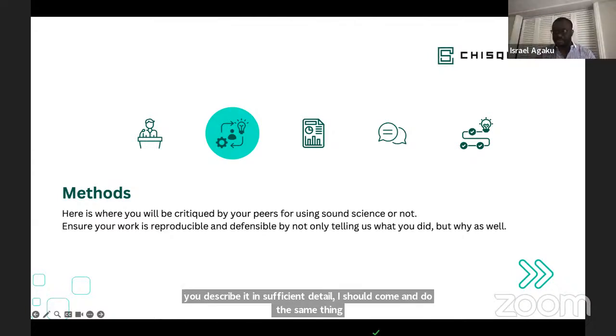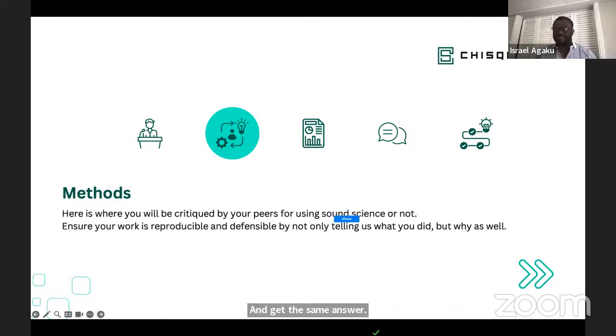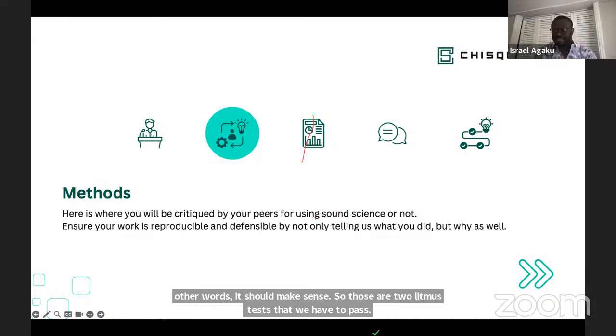But the fact that it's reproducible doesn't mean that it's scientifically defensible. I can reproduce some nonsense that you did, right? That doesn't make it right. So to avoid creating work that is nonsensical, we have to make sure that our work is scientifically defensible. In other words, it should make sense. Those are two litmus tests that we have to pass: reproducibility and being scientifically defensible.